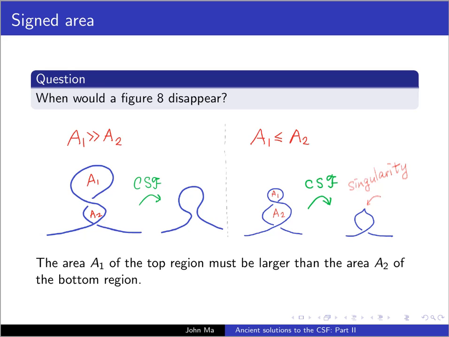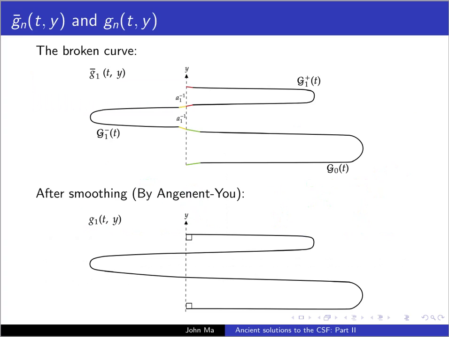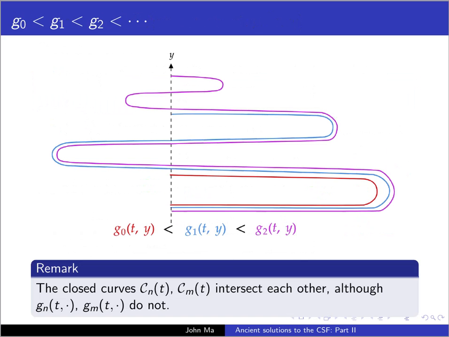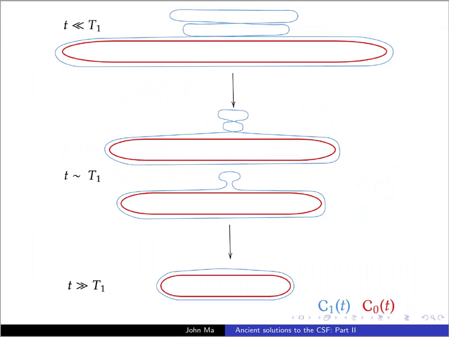Okay, so that's why in the previous picture, let me show you this picture. You'll see that the figure 8 at the top has that property, that the area of the loop on top is bigger than the one at the bottom. So this is something that we need to impose in order to make the whole argument work.